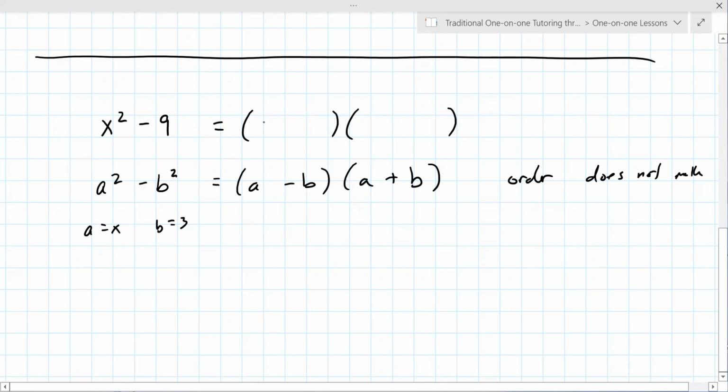x. A equals x, b equals 3. So x minus 3. Okay. And x plus 3. Good.